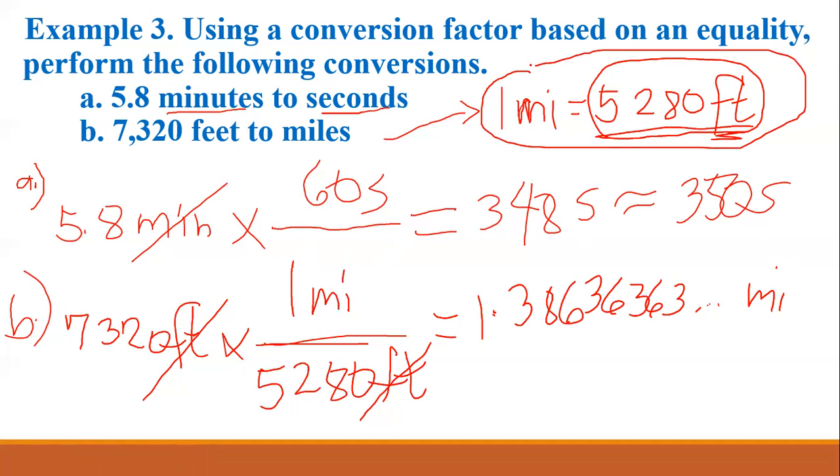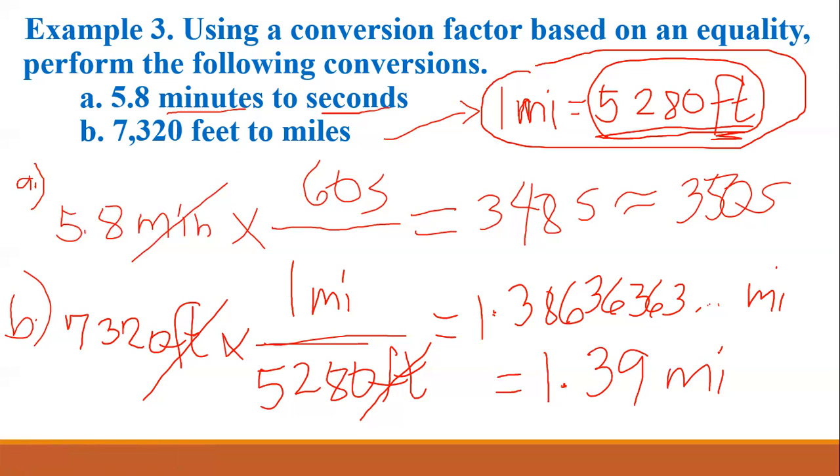So the given number 7,320 is not exact, and its significant figures must also be considered. As this value has 3 significant figures, the final answer must have 3 significant figures. Since the number of digits that the answer actually has is more than the number of digits that it should have, the calculated answer must be rounded to 1.39 miles.